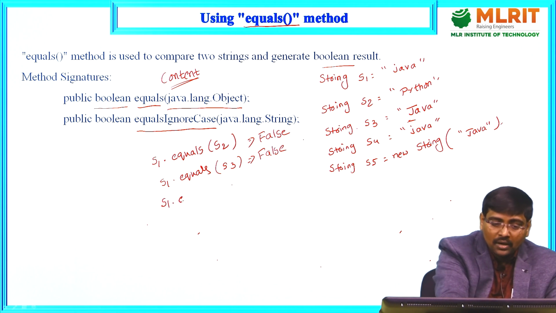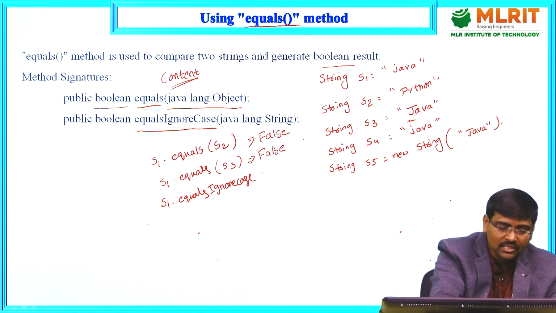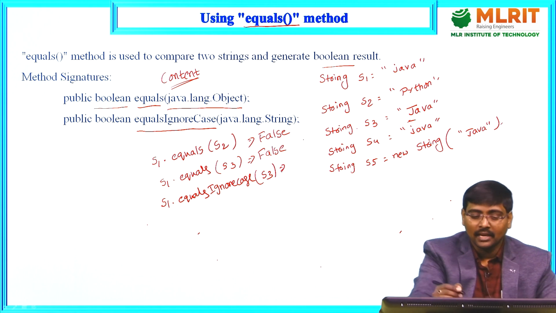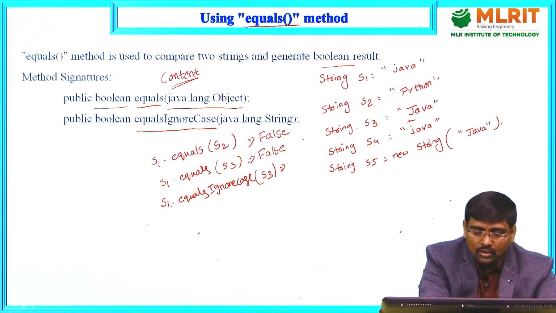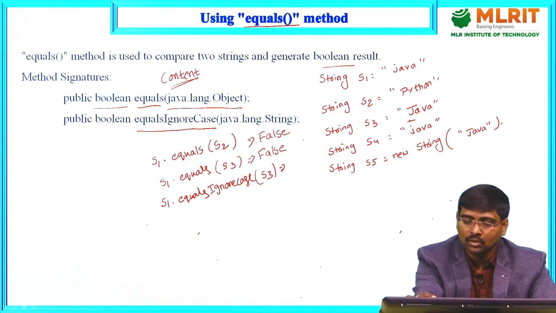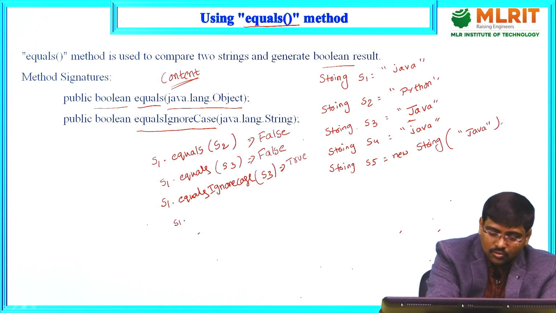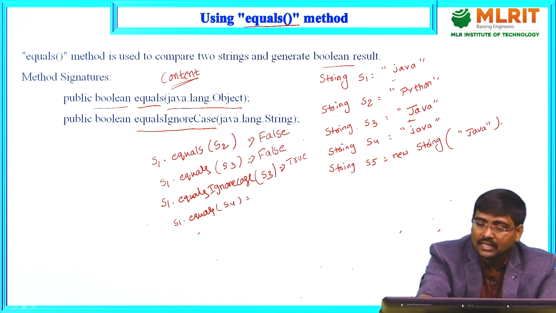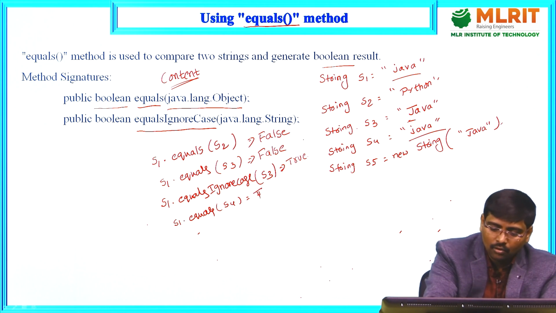Suppose S1.equalsIgnoreCase(S3). That means in this situation what they are saying? Ignore the case. Consider both S1 and S3 in terms of letters. So whether it is uppercase or lowercase, here J, here also J, true. A, V, A. Finally the output is true. Now S1.equals(S4). S1 is Java, S4 is also Java. Again both are equal. The output is true.